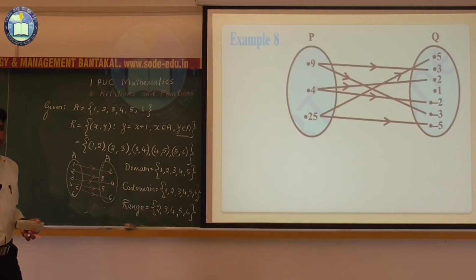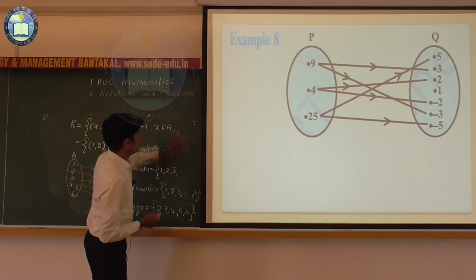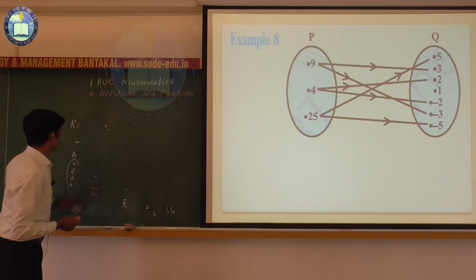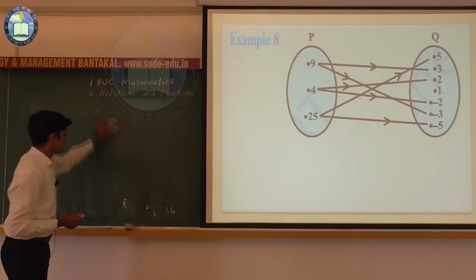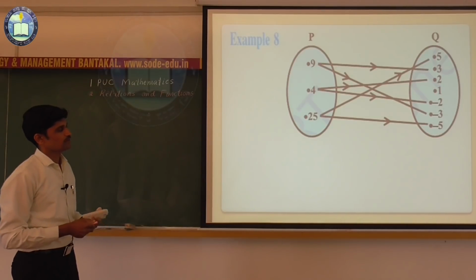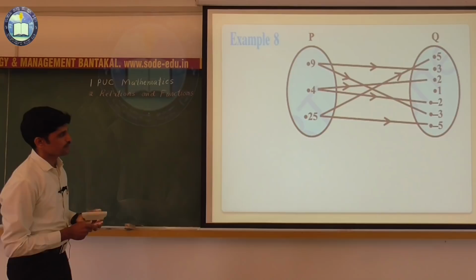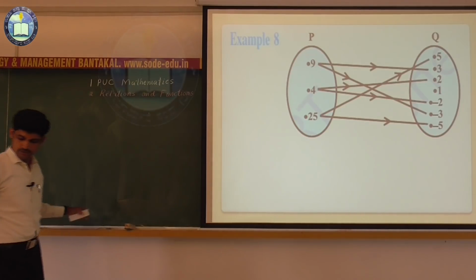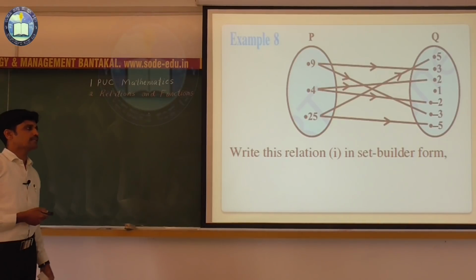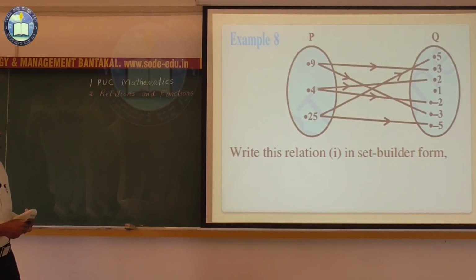Next, example 8, where we have an arrow diagram where set P has the elements 9, 4, 25, and set Q has the elements 5, 3, 2, 1, minus 2, minus 3 and minus 5. Now the question is, write this relation in set builder form.